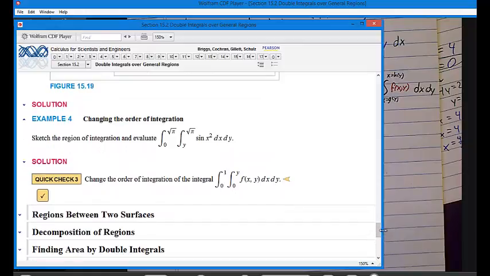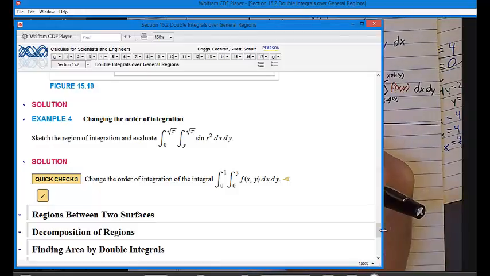Here's quick check 3. Change the order of integration of the integral 0 to 1, 0 to y, f of x y dx dy. Again, what did I say is the most important part of everything we're doing in this section? It's drawing the region R. Let's see if we can do that for this problem, okay? I think the first thing I'm going to do is write down that integral, and then I'll try to draw the region R.